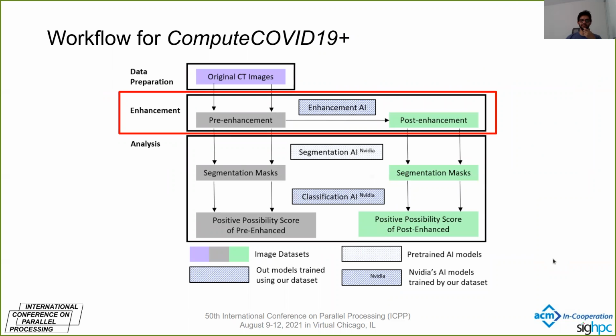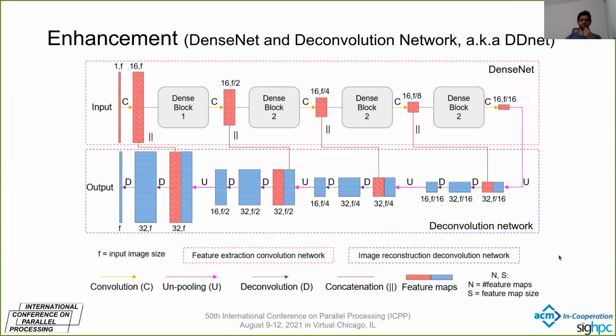The second step in the workflow is image enhancement. Image enhancement is used for improving the quality of CT images acquired from the CT scanner machine. Image enhancement uses a convolution neural network called DenseNet and a deconvolution network, together known as TDNet. TDNet has three distinct features. The first feature is the use of dense blocks in the convolution network. Compared to the existing state-of-the-art convolution network, DenseNet achieves higher accuracy and has higher computational efficiency.